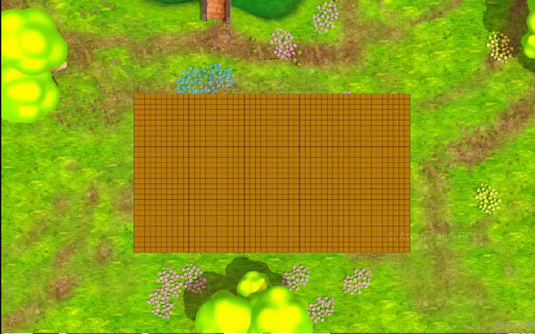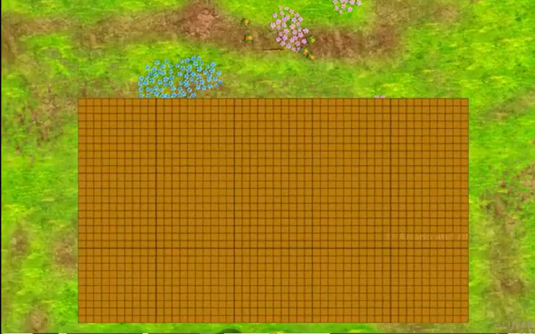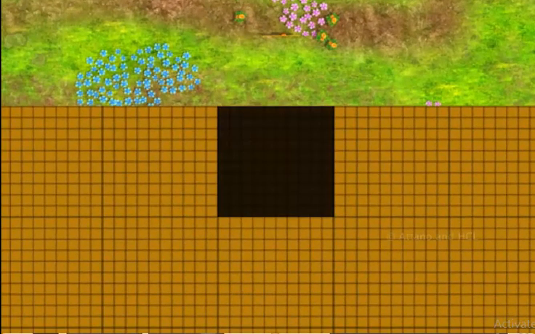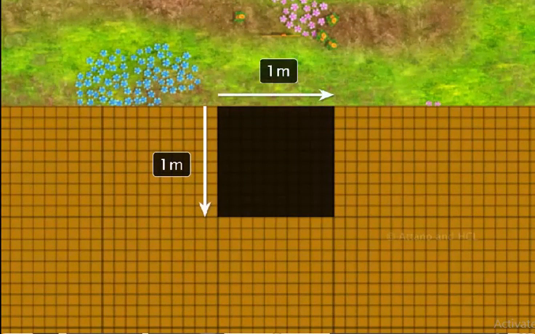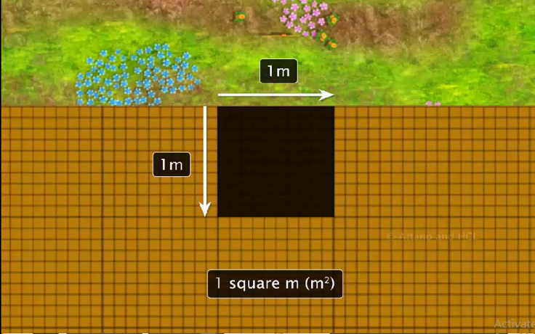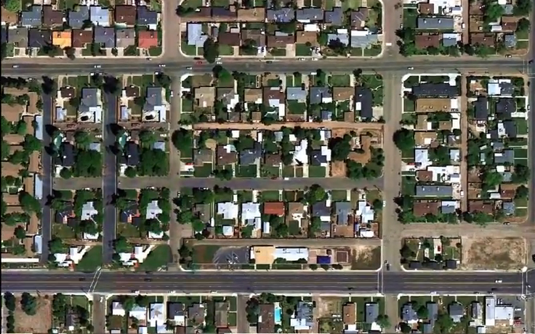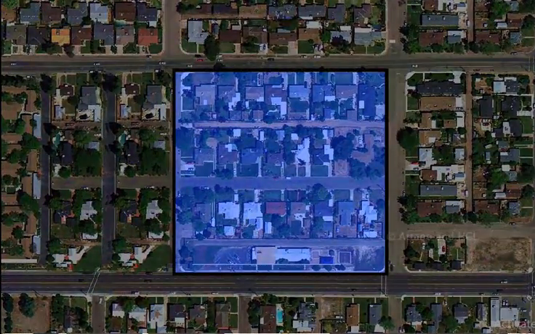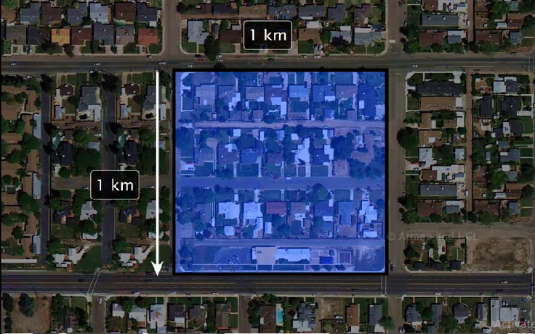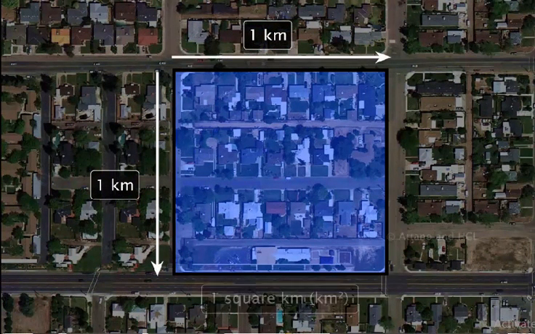Let's try to find the area of this land. If we were to use 1 square centimeter to find the area of this land, we would have to do a lot of counting. So, we use a bigger square, one that is 1 meter long and 1 meter wide. This one is called 1 square meter. Similarly, if we have to find even larger areas, we can use an even bigger square, one that is 1 kilometer long and 1 kilometer wide. It is called 1 square kilometer.